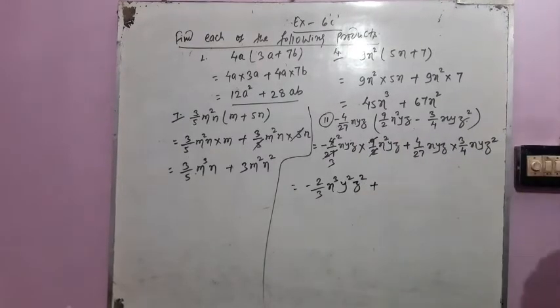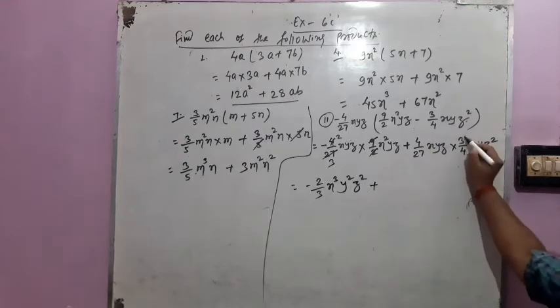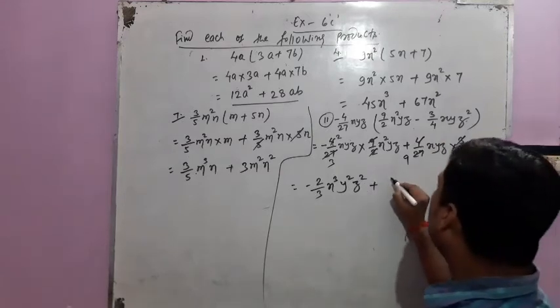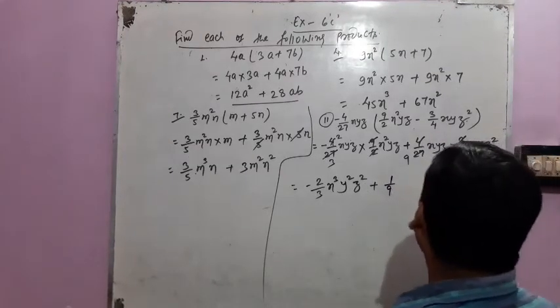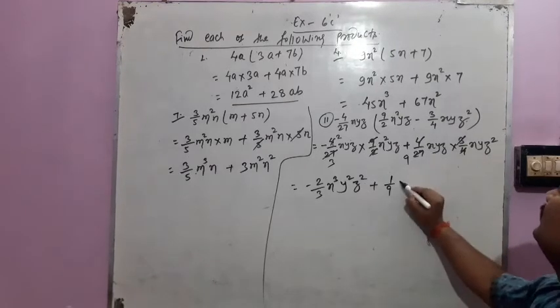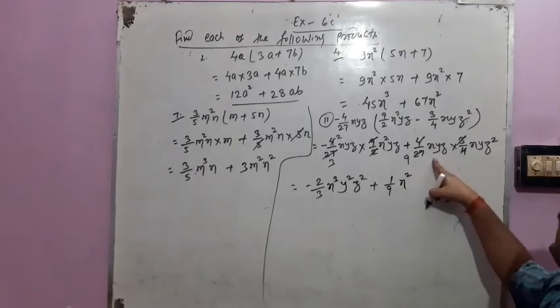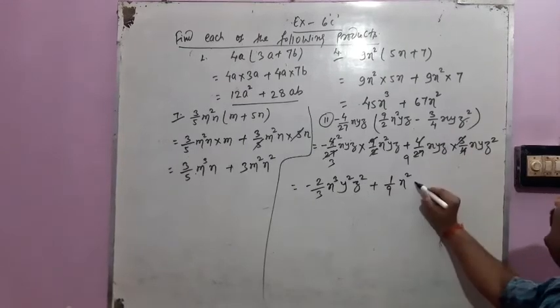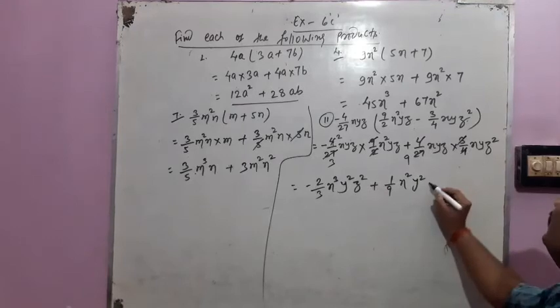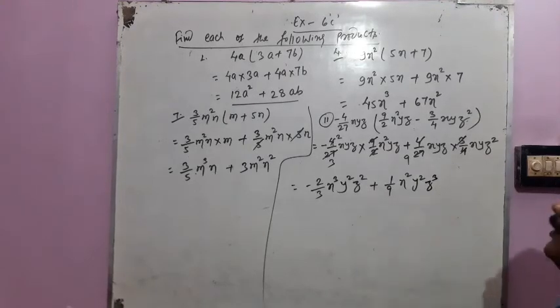Now again we have to reduce the terms here. 3 9s are 27, and 4 and 4 cancel each other. Now 1 by 9. Now we have to add the exponents of x. 1 and 1, 2 here. Add the exponents of y, 1 and 1, 2 here. And add the exponents of z, 1 and 2, 3. Z cube. So students, by this way you can multiply.